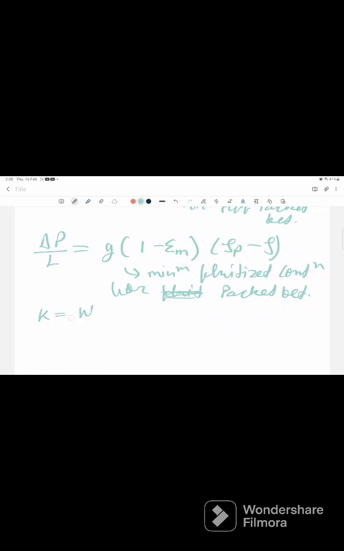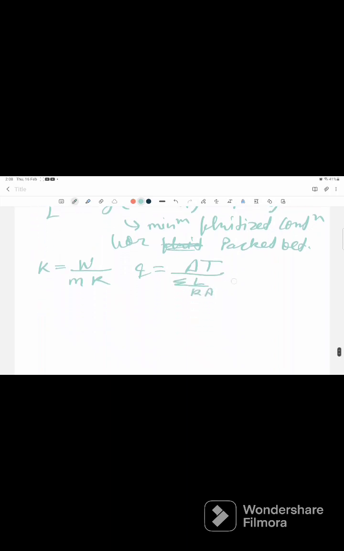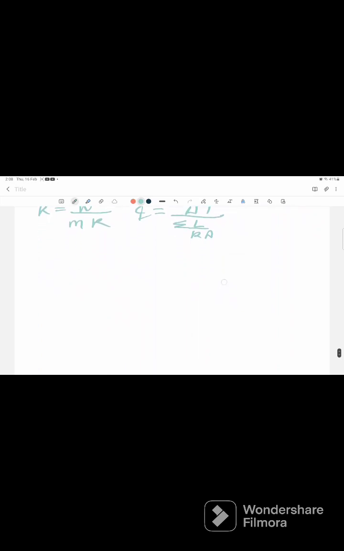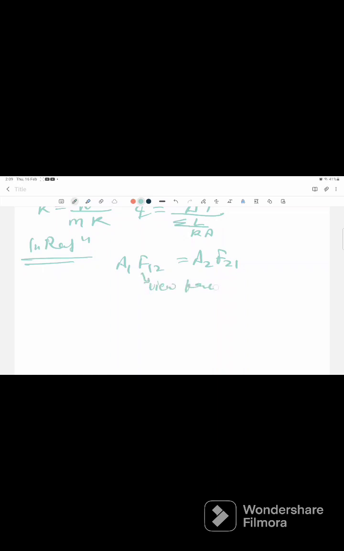K has a value in watt per meter Kelvin. Q has delta T by L by K A. In radiation we know A1 F12 equals A2 F21, where F is the view factor.